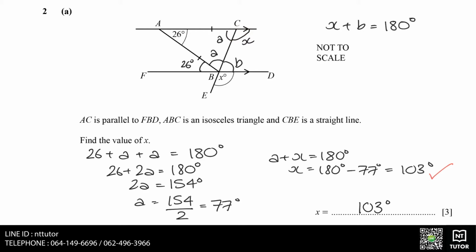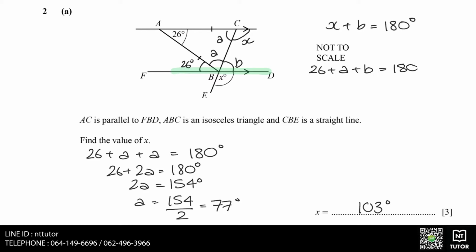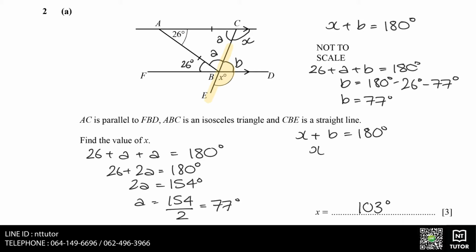Another approach to find the value of x is to find the value of b, because from the beginning we know that x plus b equals 180, and we can find angle b from the fact that FBD is also a straight line. This means that 26 plus a plus b equals 180, and we should get b equals 77. So if b equals 77, we know that x plus b equals 180, so x equals 180 minus b, which also equals 103.